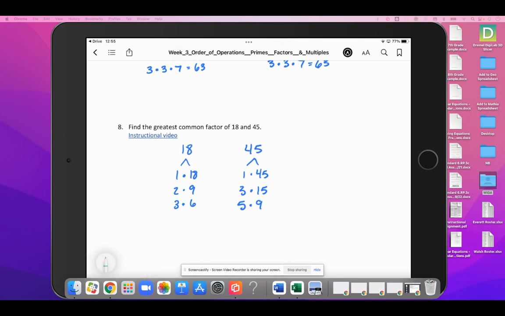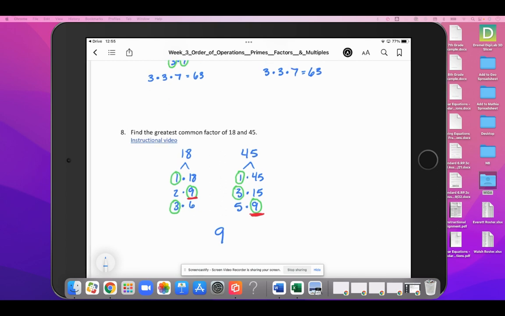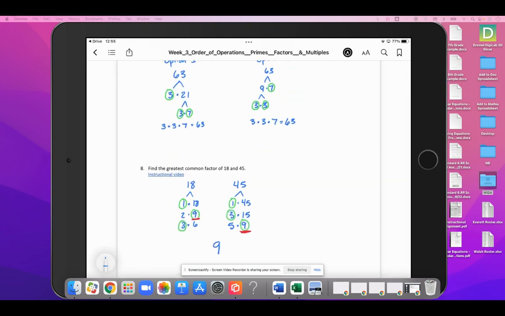So now we're going to go through and circle all of the numbers that they have in common. They both have a 1. They both have a 3. They don't both have a 2 or a 5 or an 18. They do both have a 9. And only one of them has a 6. So those are all of them that match. We're looking for the biggest one. And so because we're talking about the greatest common factor, the greatest common factor among these is 9. Again, it's the largest number that I could multiply something by to produce 18 and 45.